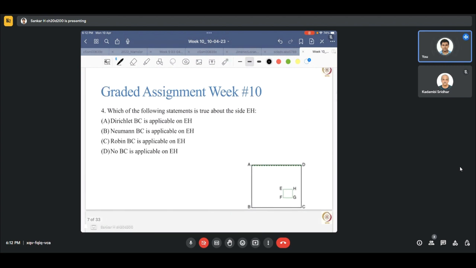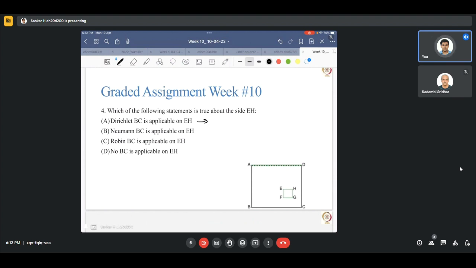Okay, moving on to question number 4. Which of the following is true about the side EH, and that is this side on the domain where the source term is present? Option A, Dirichlet boundary condition is applicable on EH. Option B, Neumann boundary condition is applicable on EH. Option C is Robin boundary condition is applicable on EH. And option D is no boundary condition is applicable on EH.